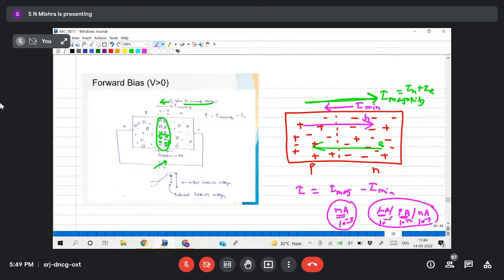Why is it called leakage current? Leakage means unwanted current. Suppose I take a bucket and open the tap to fill it, and there is some hole in the bucket.